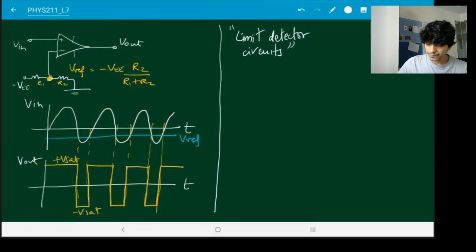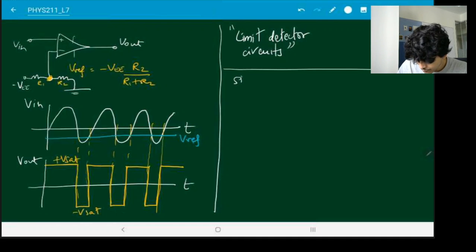So now we've discussed comparators, but there's one problem that one can get with a comparator circuit, especially if the input that we have has a lot of noise or a lot of random fluctuations on it. So let's see what I mean by that. So suppose we are looking at this sine wave to square wave converter that we've been looking at.